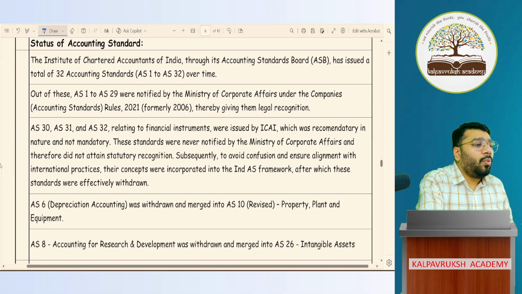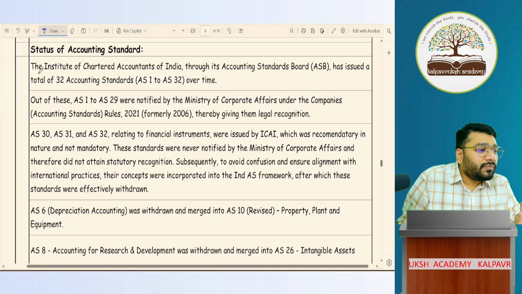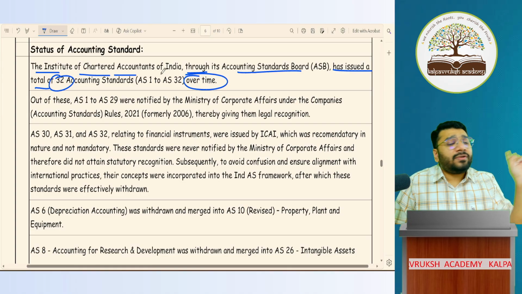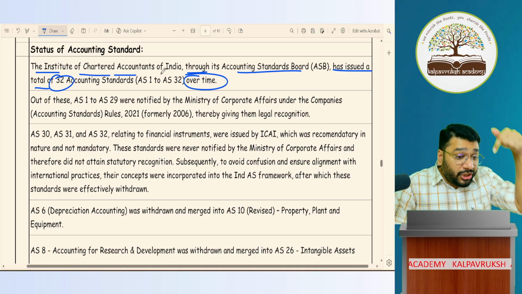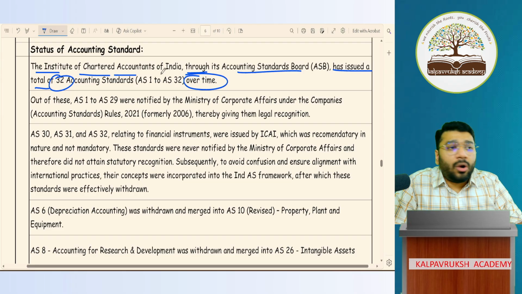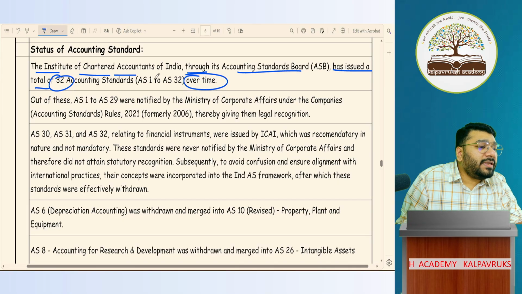Now, what is the status of accounting standards at present? In total, the Institute of Chartered Accountants of India, through its Accounting Standards Board, has issued a total of 32 accounting standards over time. When was the ASB constituted? 1977. Till date, we are in 2026. A total of 32 accounting standards were issued by ICAI. Okay, not okay?